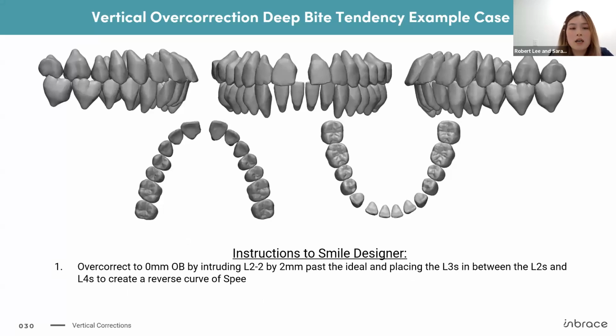So again, your specific instructions to the smile designer for this deep bite tendency case can then be: overcorrect to 0 millimeters of overbite by intruding the lower 2s by 2 millimeters past the ideal, and placing the lower 3s in between the lower 2s and 4s to create a reverse curve of Spee. So again, this is to address the curve of Spee that you will be getting from all of that space closure.